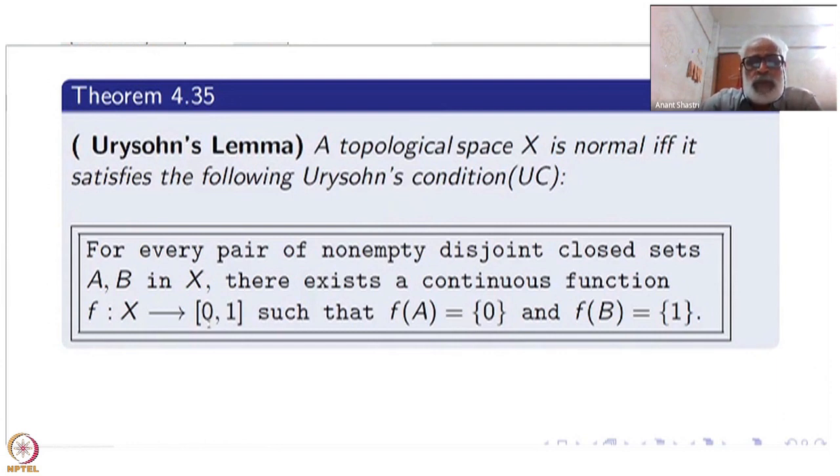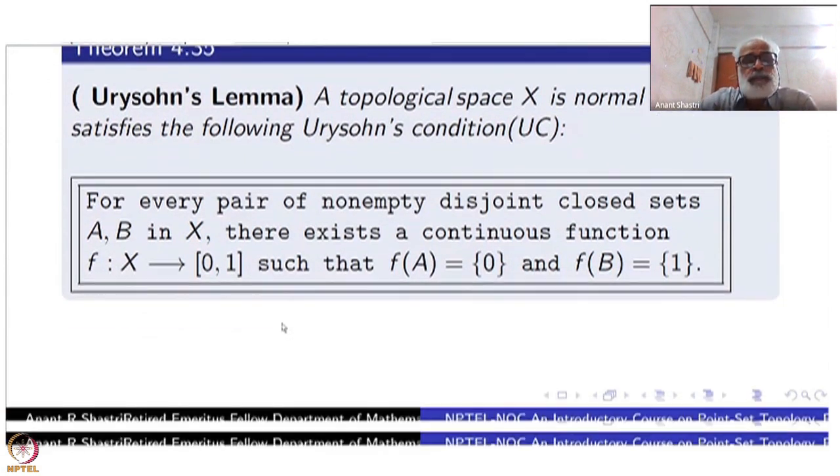Getting a closed interval as a codomain, okay, and getting a function f wherein the two sets are going to two distinct points. That is the crux of the whole matter. It could be f of A equal to some a and f of B equal to some b, where a and b are distinct points of this interval. Okay. So that's a crucial matter here. All right.